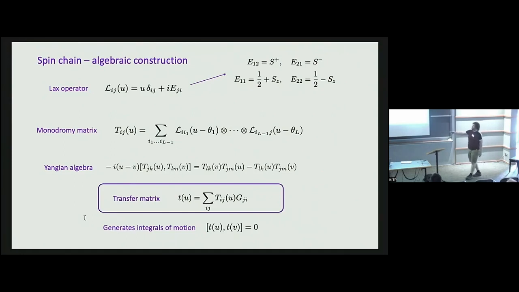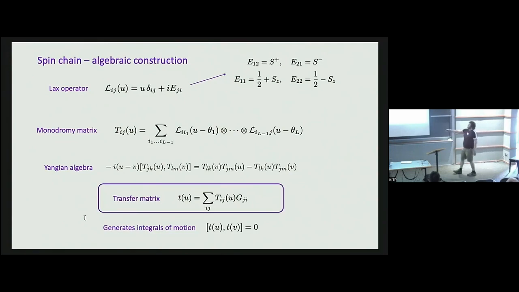From here, you use the Lax operator to build a monodromy matrix, where you just take copies of Lax operators around the spin chain. And these operators, T_ij, satisfy a very nice algebra, which is called the Yangian algebra. Okay? And from then, you can take the trace of this monodromy, twisted with some matrix G, to give you the transfer matrix. And this transfer matrix generates all of the integrals of motion.